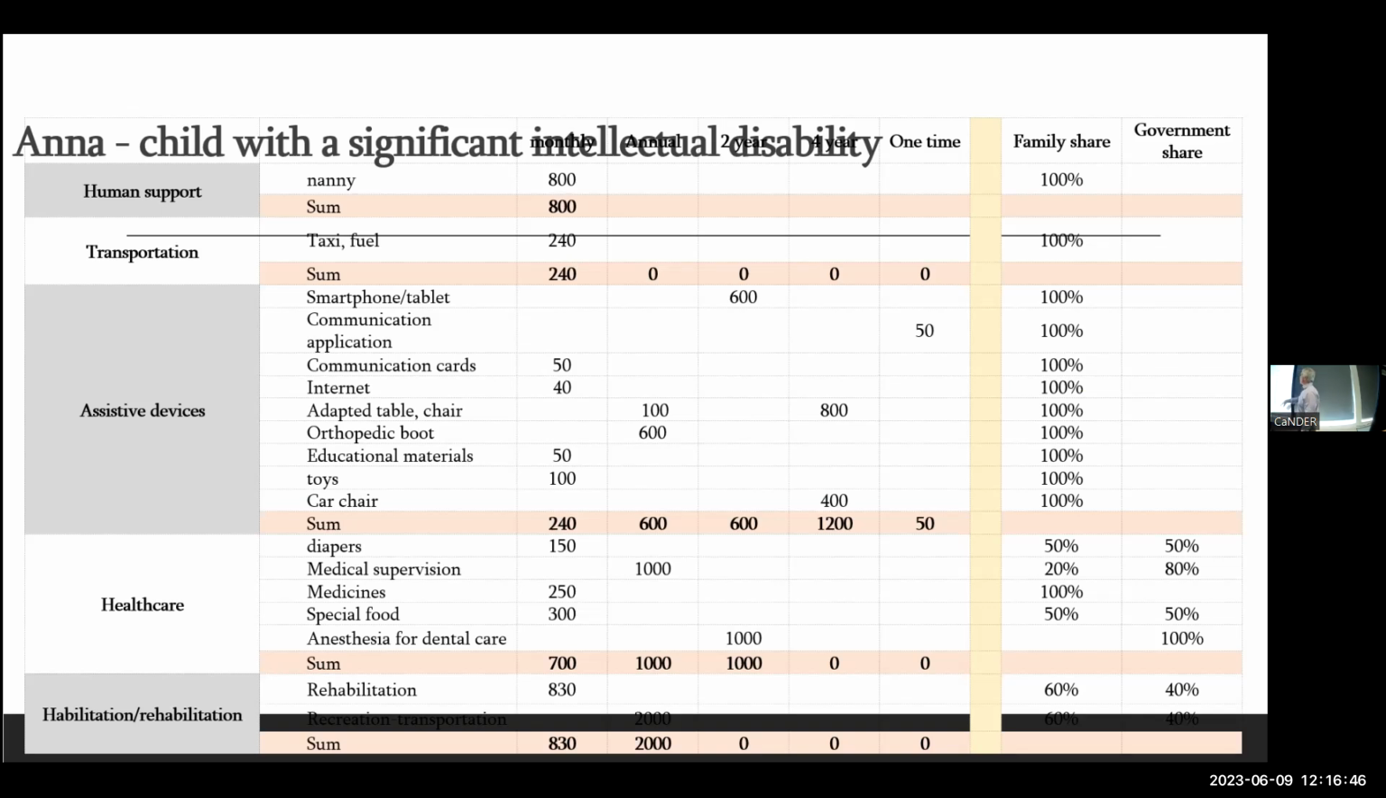And then in Georgia, what they did was they said under the current system, how much of this would have to be covered by the family versus the government. So there were some things like anesthesia for dental care. It's not something I would have thought of, but the parents say, oh no, the only way I can get my kid to go to the dentist is if she's under anesthesia. That would be covered 100% by the government. But other things, communication cards, not covered by the government at all. So they also went to the government to say, here's what people need. This is what you're giving them.